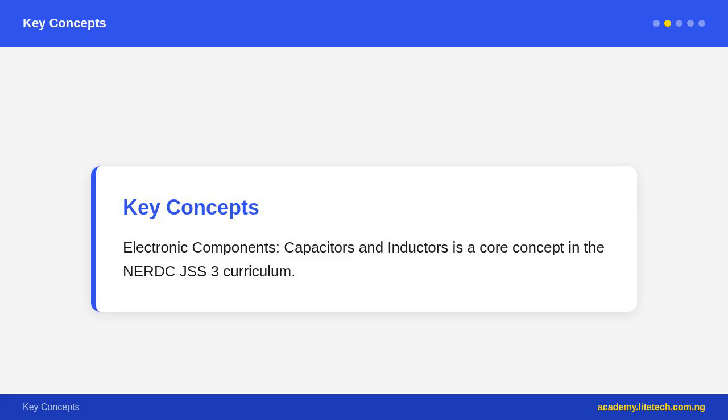Charging: when connected to a battery, the capacitor charges up, stores energy. Discharging: when the battery is disconnected, the capacitor releases its stored energy. Blocking DC: a capacitor blocks direct current, DC, from flowing through it once fully charged. Passing AC: a capacitor allows alternating current, AC, to pass through it. Because the voltage is always changing, the capacitor continuously charges and discharges.